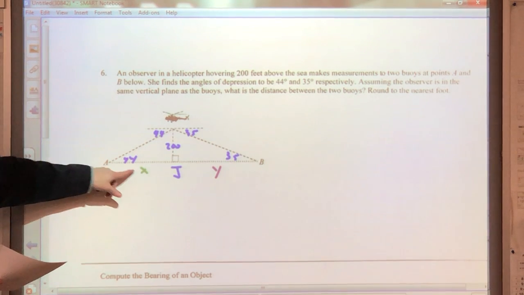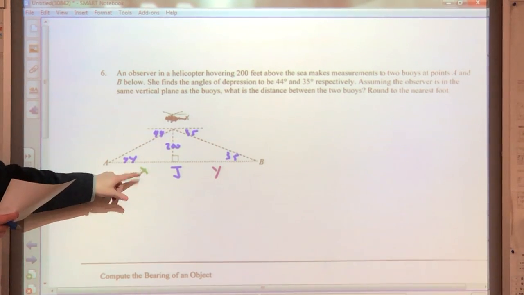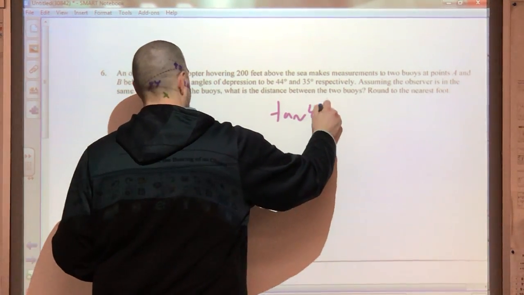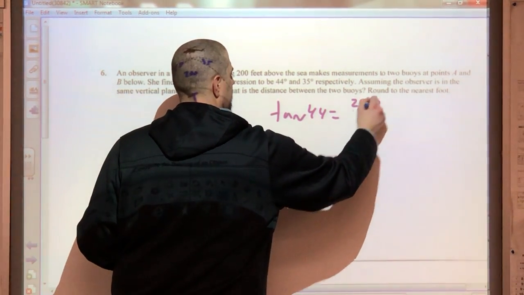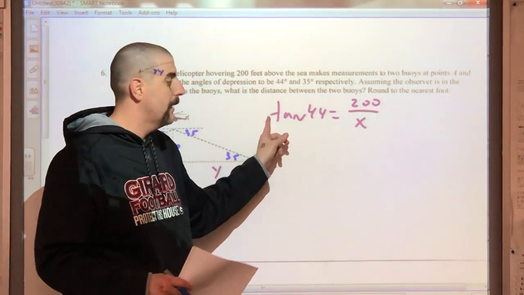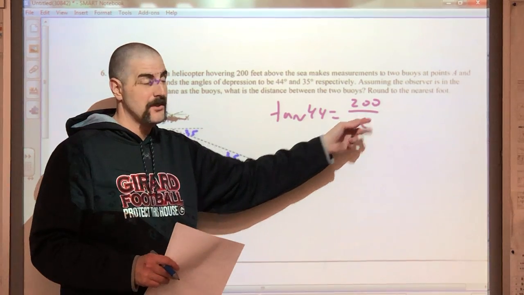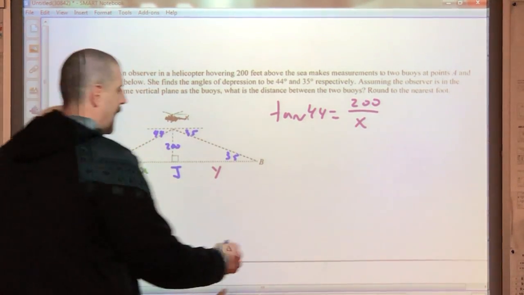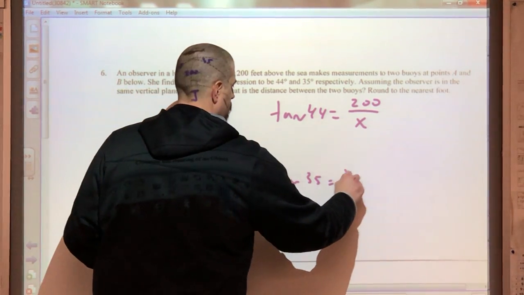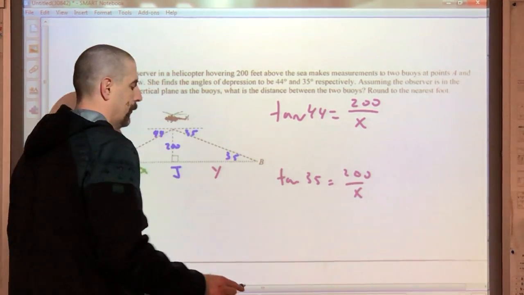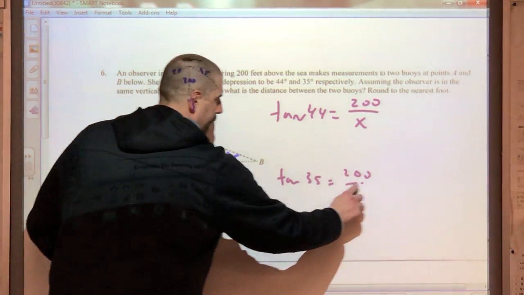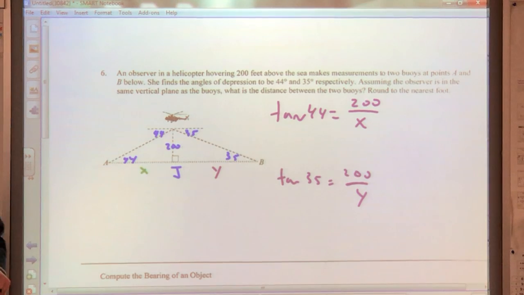So we're going to go ahead and solve for X. We have opposite and adjacent, so tangent will not leave us. We get the tangent of 44 equals 200 over X. Now be careful when solving this. You're going to have to multiply both sides by X, then divide by tangent 44. And then for the other triangle, you're going to get tangent 35 equals 200 over Y. Go ahead and solve both of those and see what you get. Pause the video.